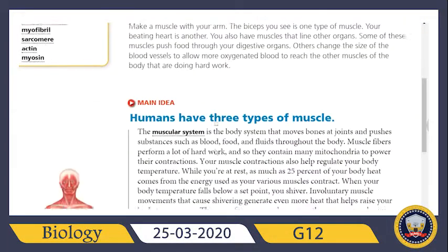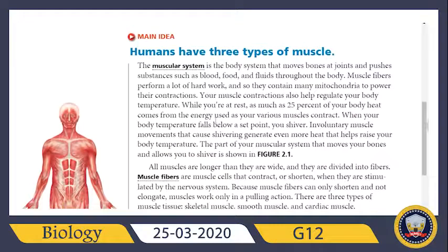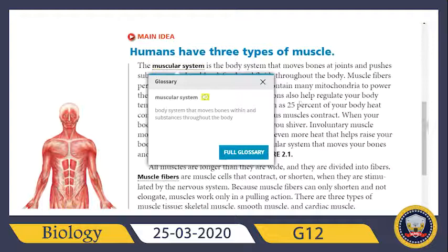Good. So let's start by defining the muscular system. The muscular system is the body system that moves bones at joints and pushes substances such as food, blood, fluids throughout the body. Of course, do you remember the esophagus, guys, from the digestive system? It's a muscular tissue that pushes the food. So the muscular system, again: body system that moves bones within and substances throughout the body.